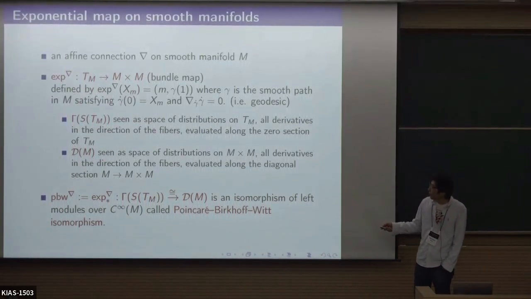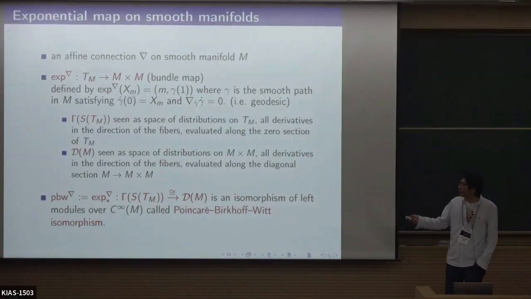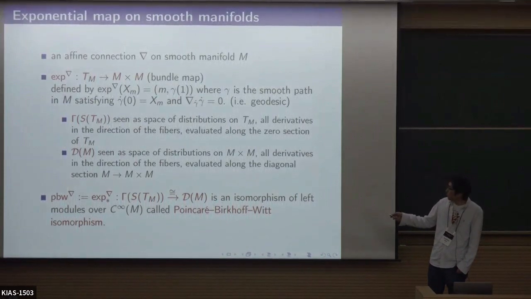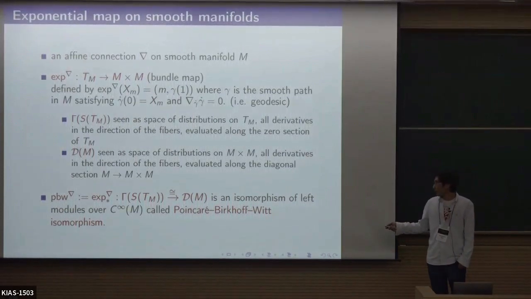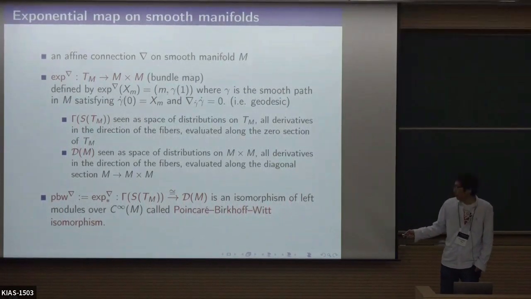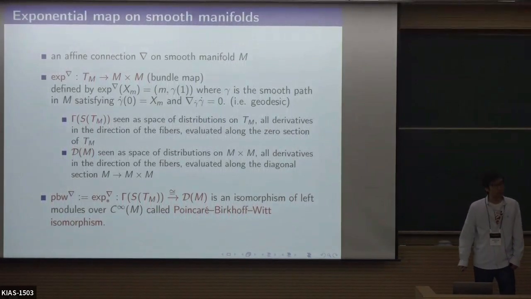And DM, you can also think of it as the universal enveloping of a tangent bundle, something called a Lie algebroid, or this is just the differential operators on M. Each of them corresponds to the distribution of TM and M cross M, and there is an isomorphism because the exponential map is a local diffeomorphism along the zero section of TM. So we again get an isomorphism, and of course this preserves the bundle structures. It also preserves the C infinity M module structure, and we again are going to call this the Poincaré Birkhoff Witt isomorphism, or PBW isomorphism.